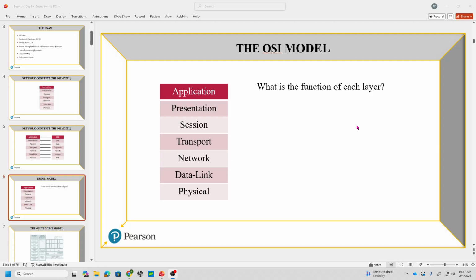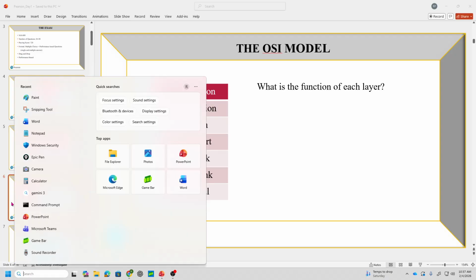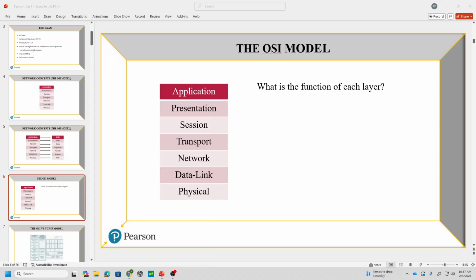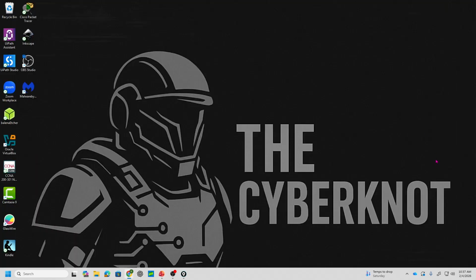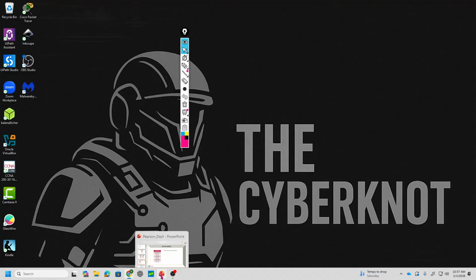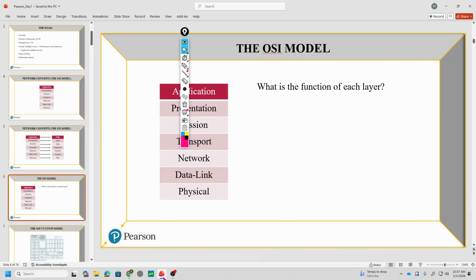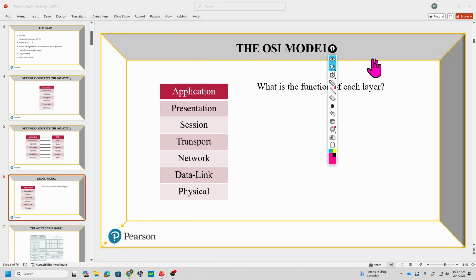So the OSI model, what is the function of each of these layers? Let me find my pen. There it is. All right.